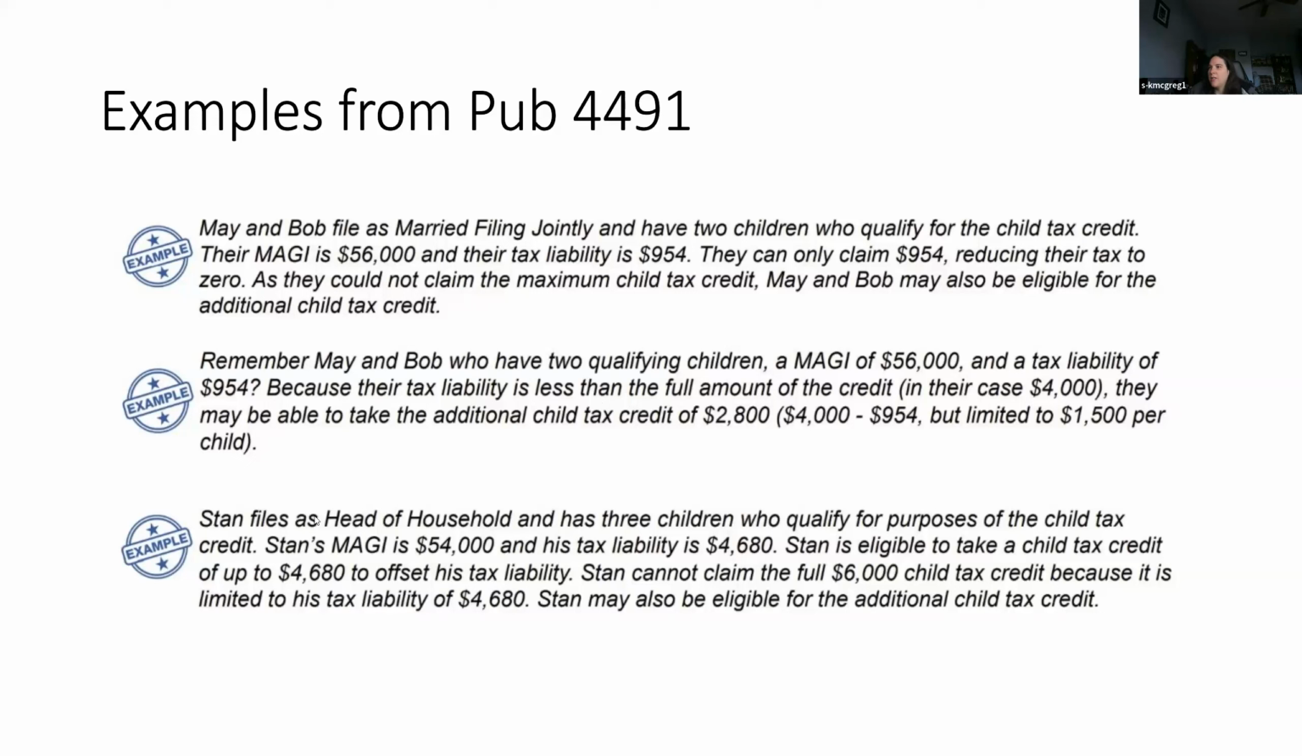Next example, Stan files head of household, has 3 children who qualify for child tax credit. Stan makes 54,000. His tax liability is 4,680. He's eligible to take up to 4,680 because of the 3 children, even though he technically could take 6,000 if his AGI is higher or his tax liability is higher.